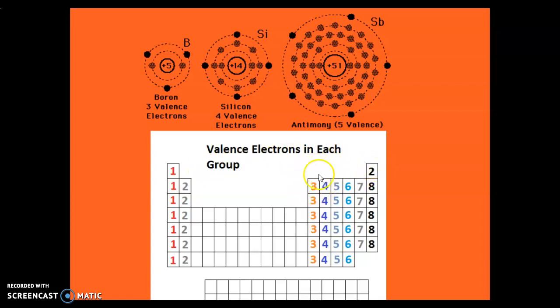And then you have three valence electrons over here with boron and aluminum. And then you have four valence electrons with carbon and silicon, five valence electrons with nitrogen and phosphorus, and then six valence electrons with oxygen and sulfur, seven valence electrons with the halogens, with fluorine and chlorine and bromine and iodine, right? And then you have eight valence electrons in the last column, the noble gases. Remember, helium, noble gas, but it has two valence electrons.